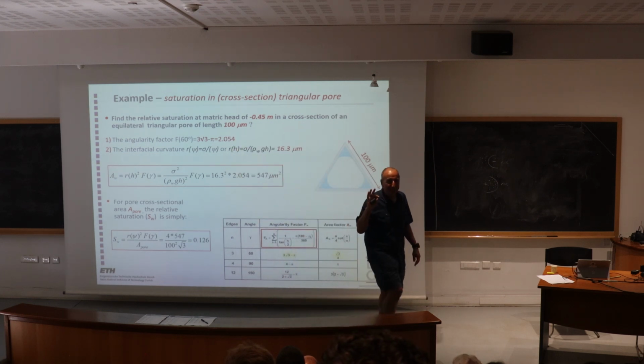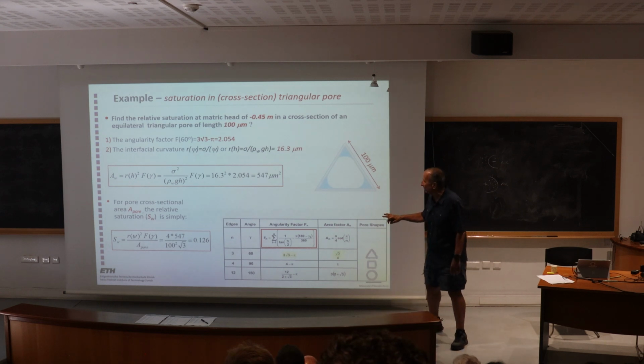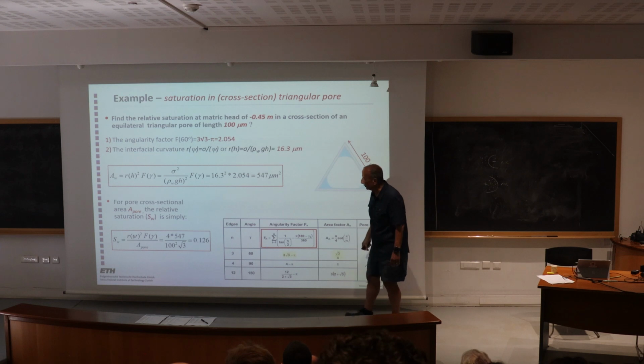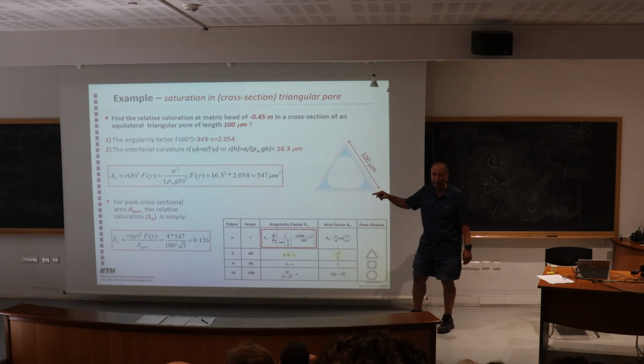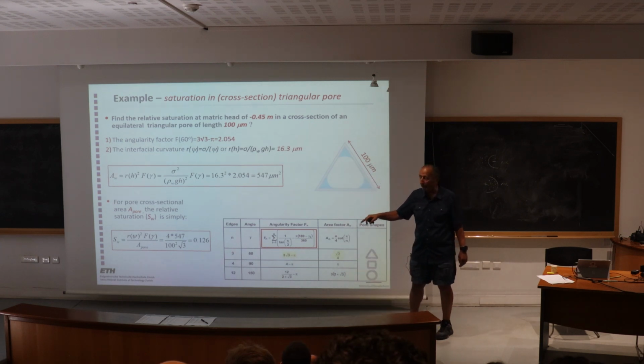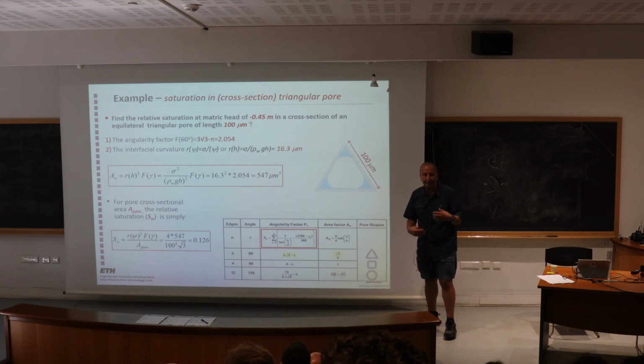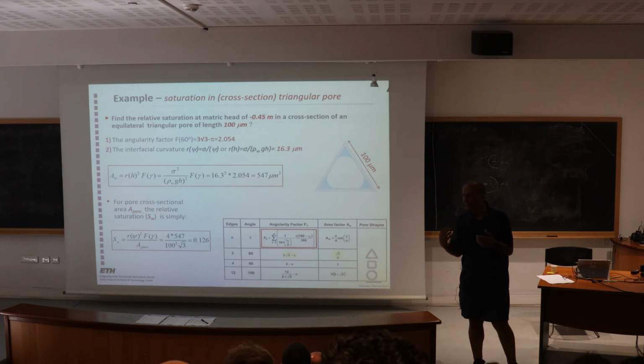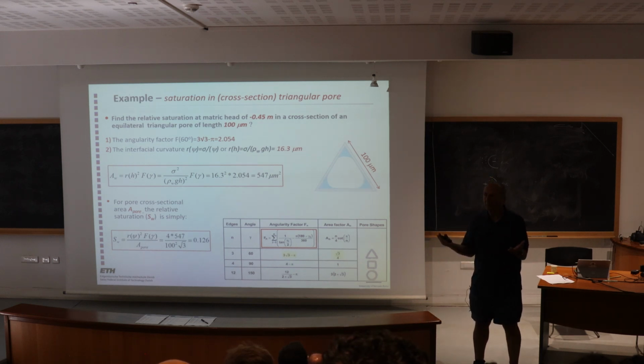You can read the equations later. They're not that important. I just divide this by the area of the pore, which you can calculate as 100 squared times square root of 3 over 4, and you end up with a saturation of about 12% or 13%. So in terms of how much water is held in angular pores, you should feel empowered to do the calculation for any shape. It's really simple algebra.